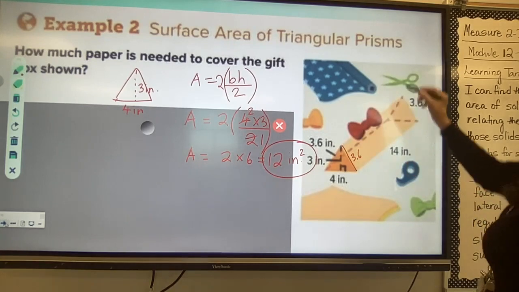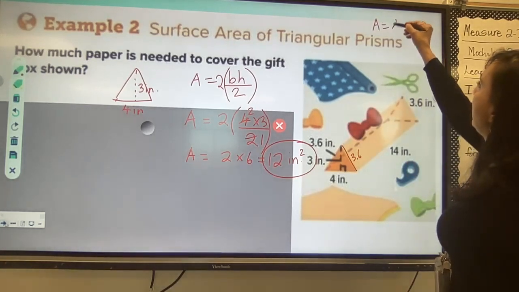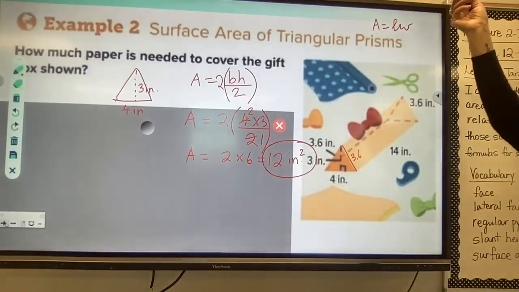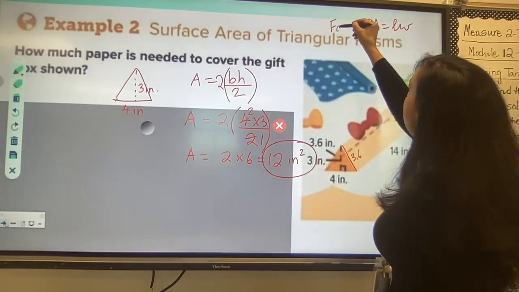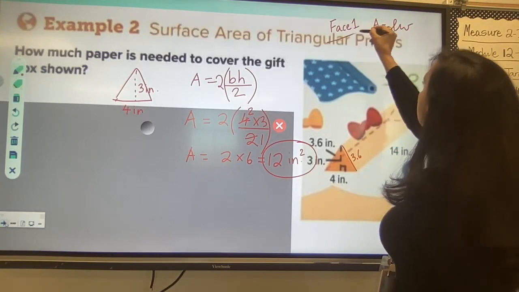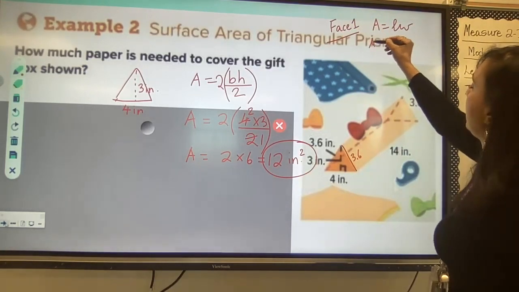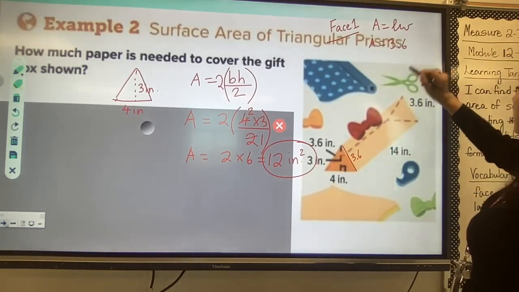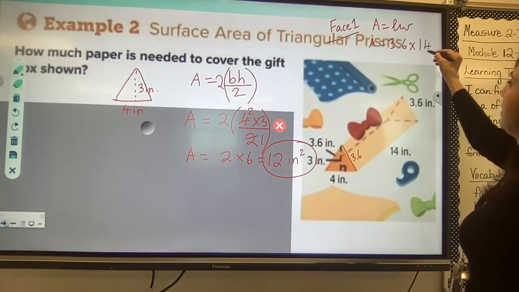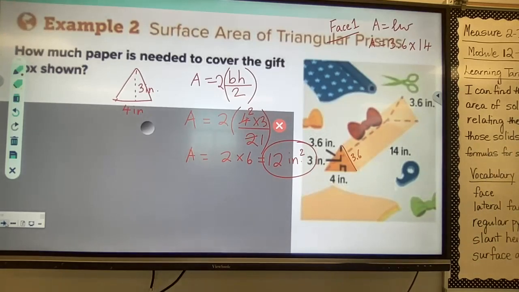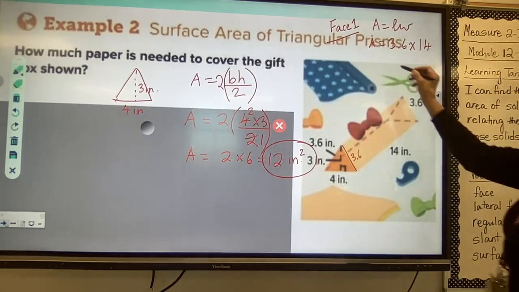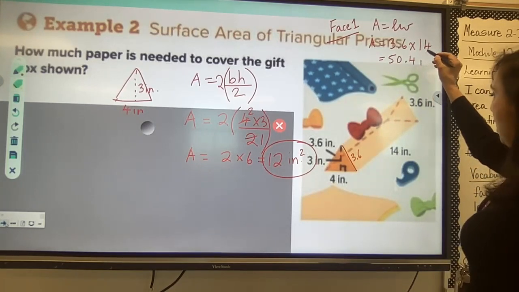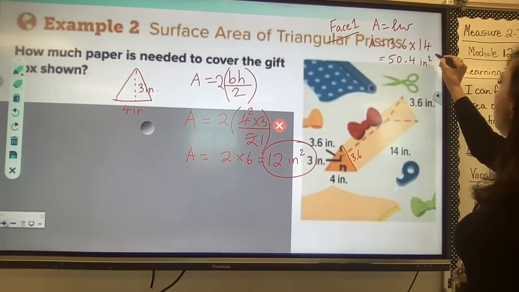Because area is what? Area is length times width. So this is for one of the faces. Okay, so I'm going to say face 1 is going to be, area is equal to 3 6/10 times 14. And so when I multiply that, I get 50 4/10 square inches. This would be the first face.